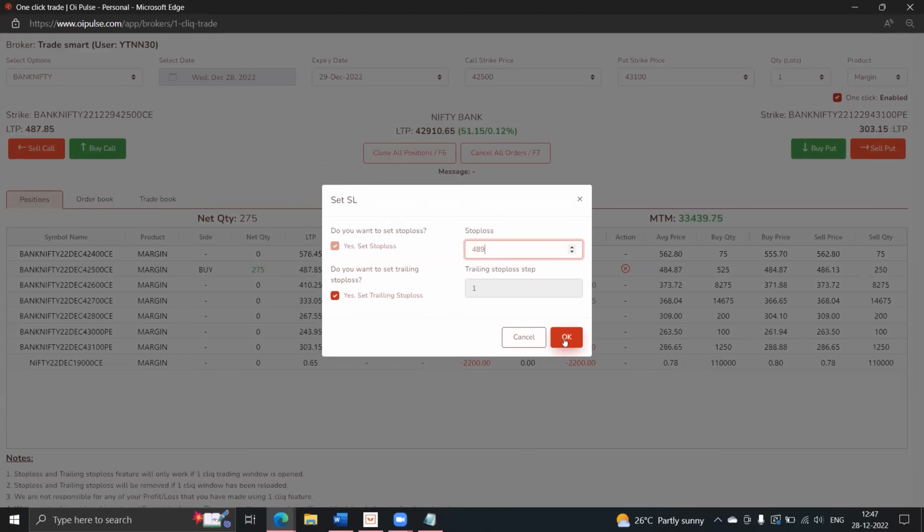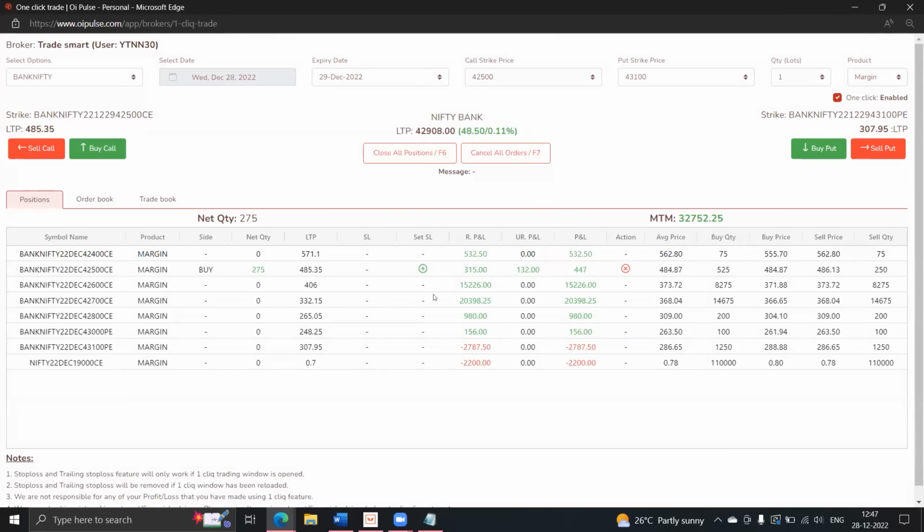Look at that. I wanted to place it at 499. Once it moves above that 492 mark, it almost went into 3K profit. Now it is back at that 130, 140, 500 rupee loss.